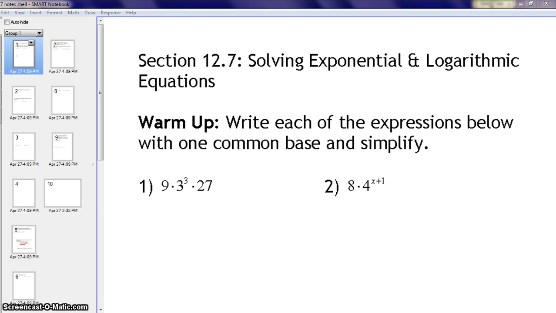There are 3 warm-up questions. I'd like you to pause the lesson and do the 3 warm-up questions. Notice that the directions say write each of the expressions below with one common base and simplify. So I'll give you a little hint on number 1. You want to say, well, all of these are related to 3. So we'd have 3 squared for 9, 3 to the third, and then 27 is also 3 to the third, and then somehow simplify that using properties of exponents. Try those 3 and then come back.